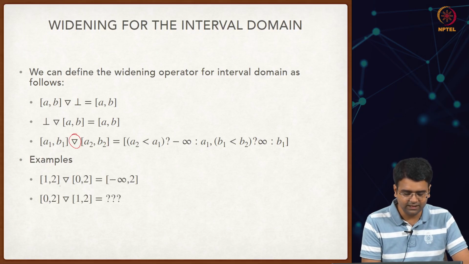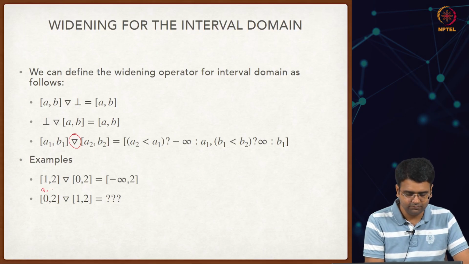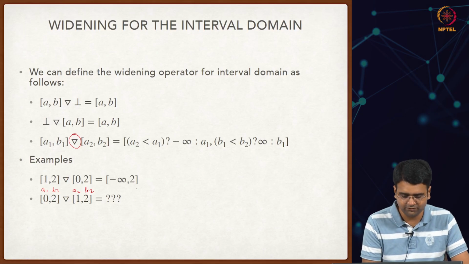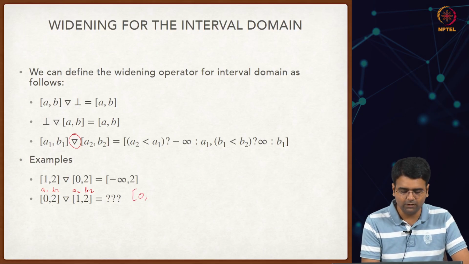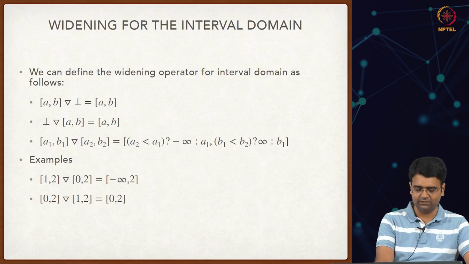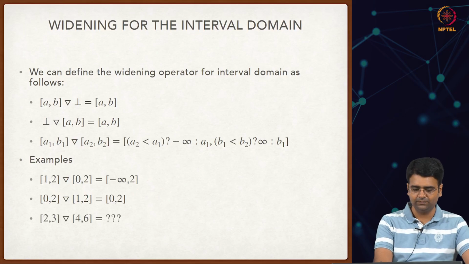So suppose I again apply the widening operator between 1 2 and 0 2, but in the other direction. So I take 0 2 widening operator with 1 2. Okay. So again, this is a1 b1 and this is a2 and b2. So you ask, okay, is a2 less than a1? So a2 in this case is 1, 1 is not less than 0, right? So therefore the lower bound is going to remain 0. And for the upper bound, again you ask whether b1 is less than b2, that is not the case, so the upper bound will remain 2. So you will get 0 2 as the answer. So the widening operator is not commutative.